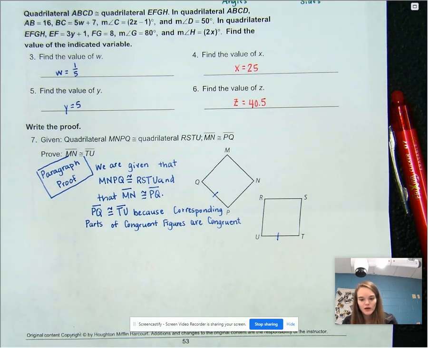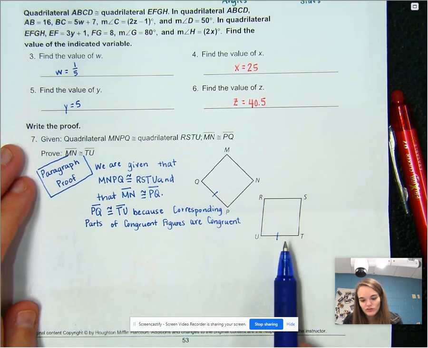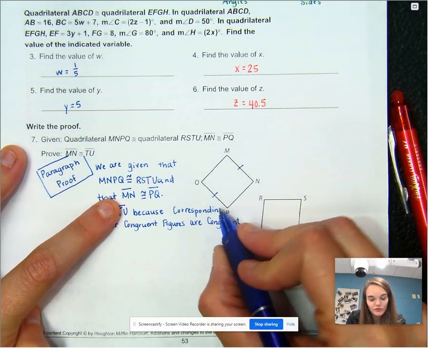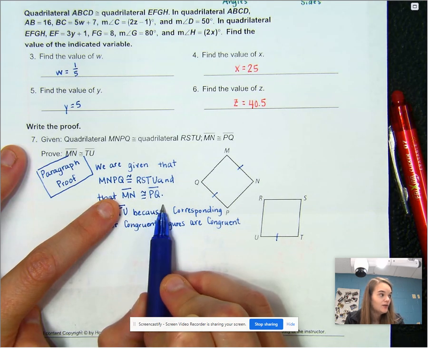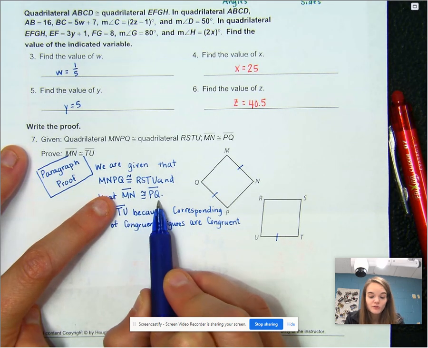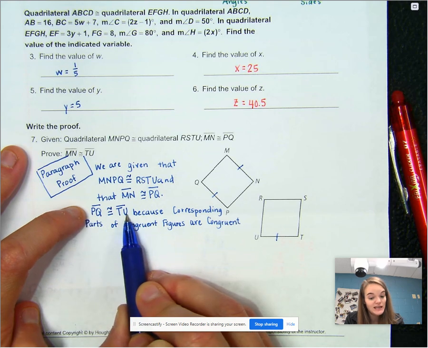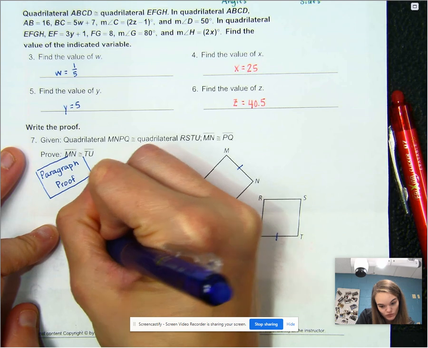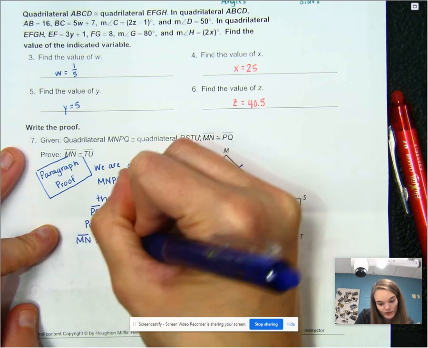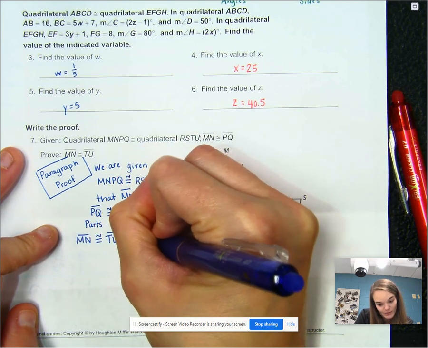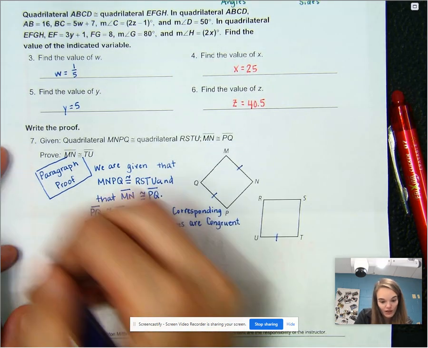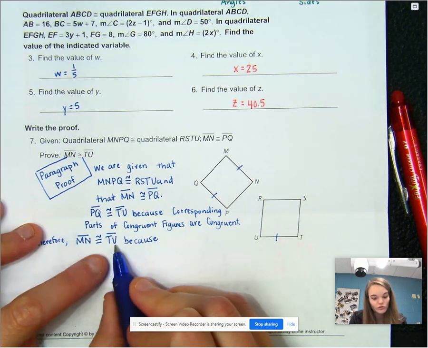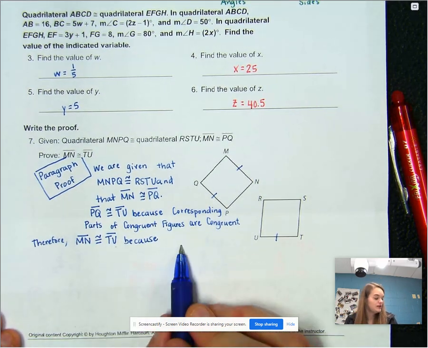Okay, here's what we know. We have PQ is congruent to TU. We also know that MN is congruent to PQ because they told us that in the given. Well, if MN is congruent to PQ and PQ is congruent to TU, then I bet you MN has to be congruent to TU. But we have to have a reason. And that is our proof statement, so that'll be our final thing. So like, therefore, we're done. MN is congruent to TU. We are only done when we have a reason.